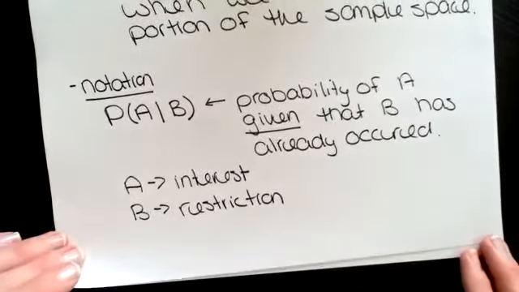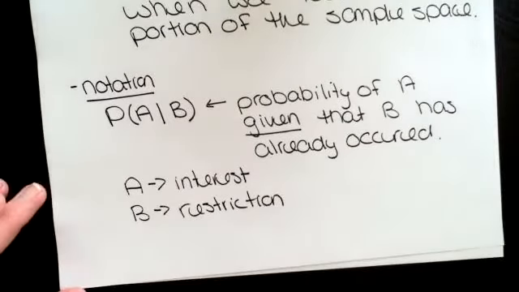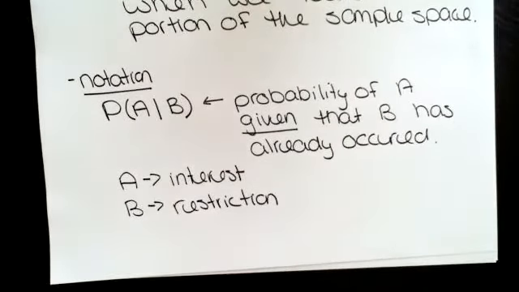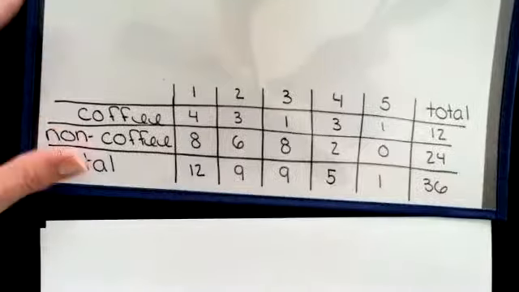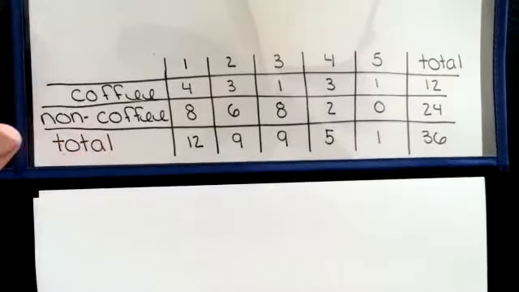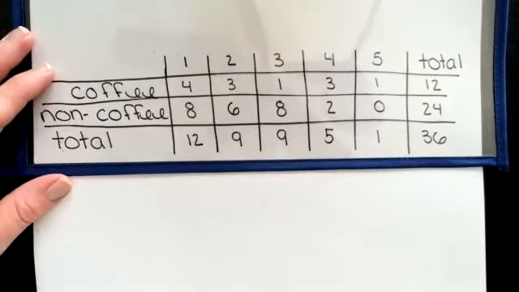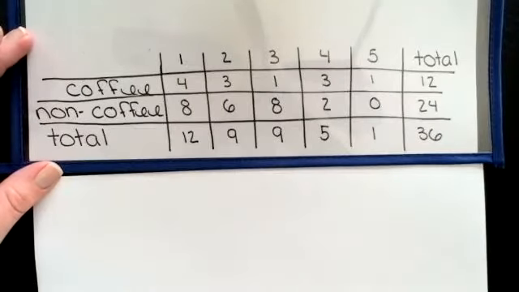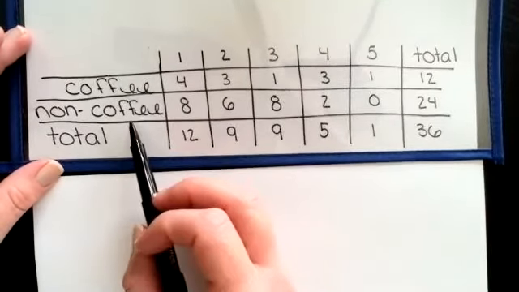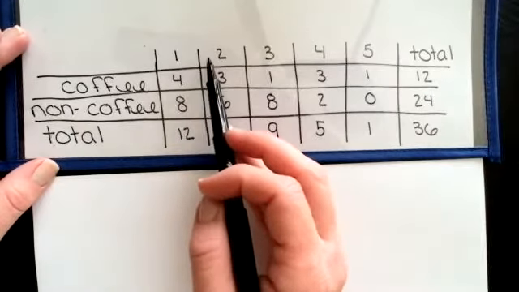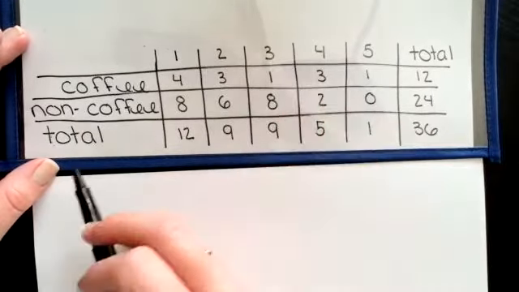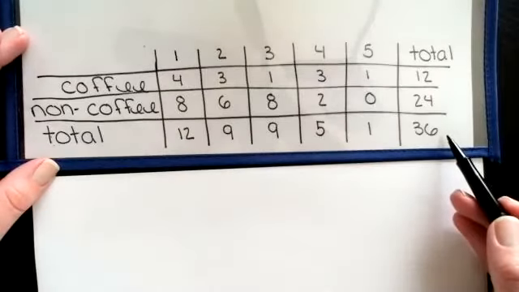So let's take a look at an example. We're going to use an example from last class. So I have my table already, and we'll take a look at this. This is the two-way table from last class, where I have the coffee drinkers and non-coffee drinkers. And I broke the class into the different year students you all are. And I have a total of 36 students. Okay.